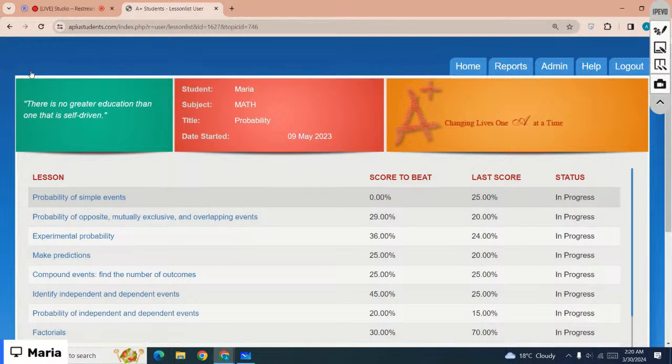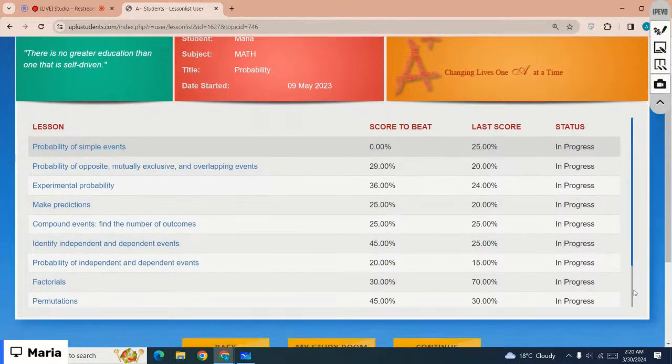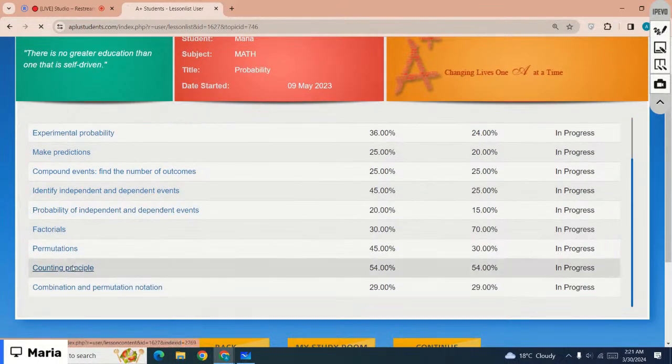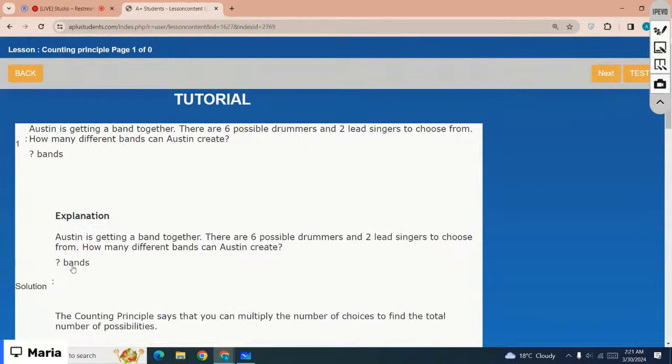And the next lesson is counting principle. Let's just start with the next lesson, that is counting principle. Austin is getting a band together. There are 6 possible drummers and 2 lead singers to choose from. How many different bands can Austin create, right? So you have a total of six drummers and two lead singers, right?